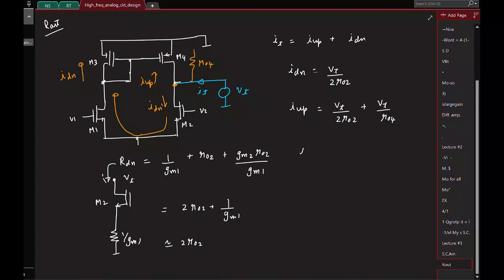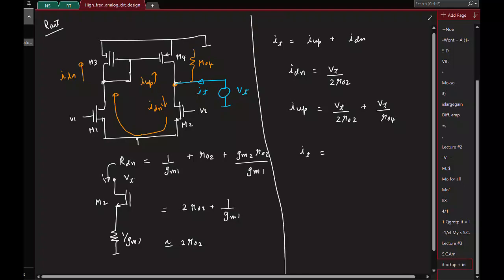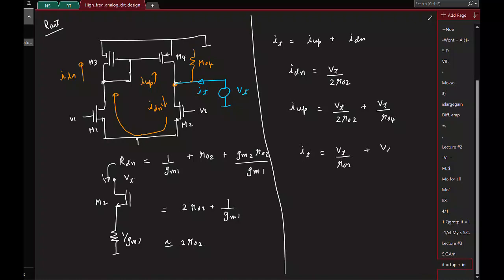This is the current. So what is the total current we have? It's the sum of these two. So what is that? Yeah, it's basically VT by R02 plus VT by R04. So the output resistance is these two guys in parallel. Okay, so this is what we kind of did hurriedly at the end of the last class.